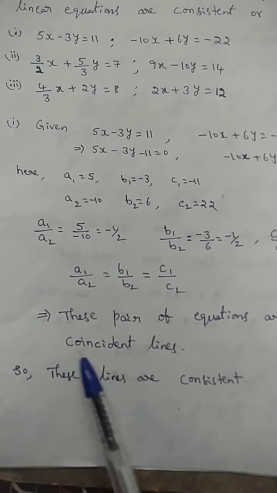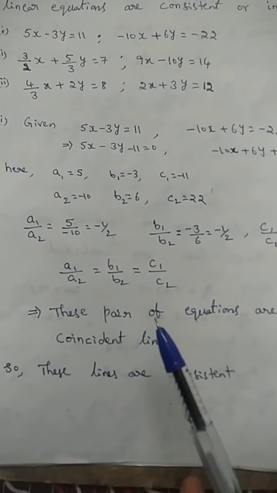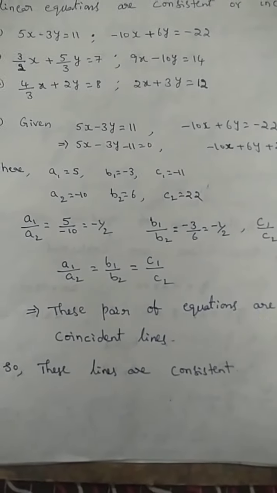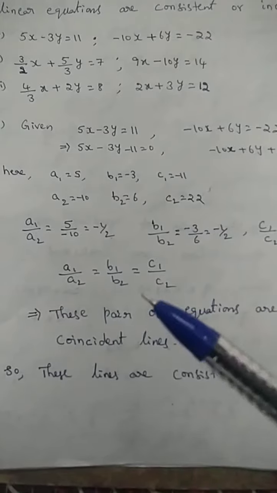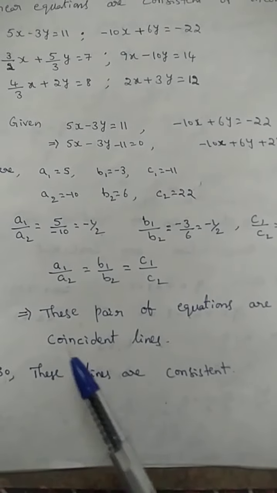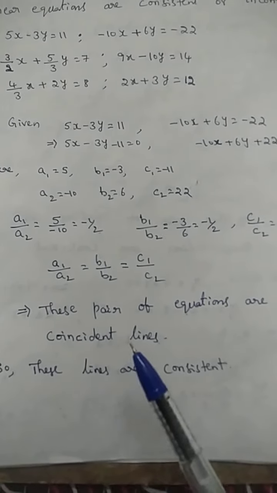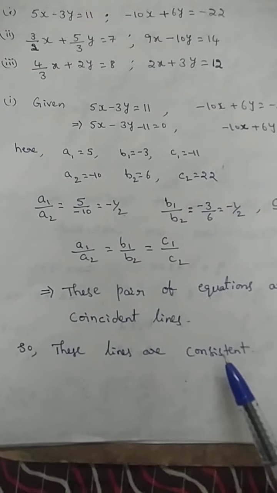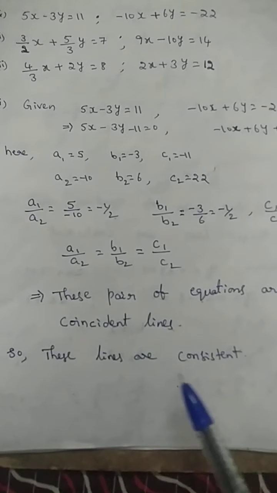If the lines are coincident, then they have a solution. If a pair of linear equations has a solution, then it is consistent. If they have no solution, then they are inconsistent. For coincident lines and intersecting lines, the pair of equations has solutions, so they are consistent. So these lines are consistent, because they are coincident.